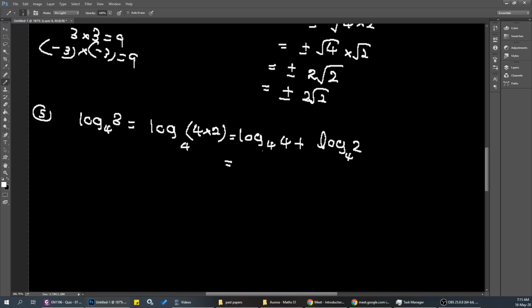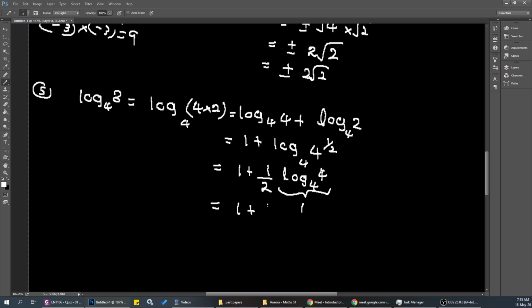We know that log of 4 to the base 4 is 1, plus log of 2 to the base 4. You can write it as log of root 4 to the base 4, because root 4 is 2. Now we can bring this particular power to the front, where we can write it as 1 plus half of log of 4 to the base 4, and we know that this particular one is equal to 1. So our answer is 1 plus half into 1, and the answer is 1.5.